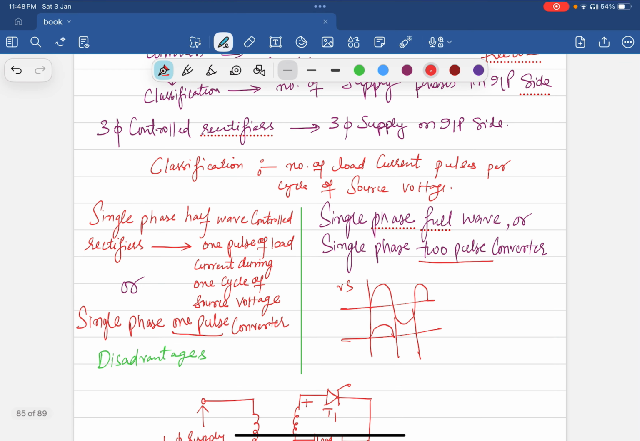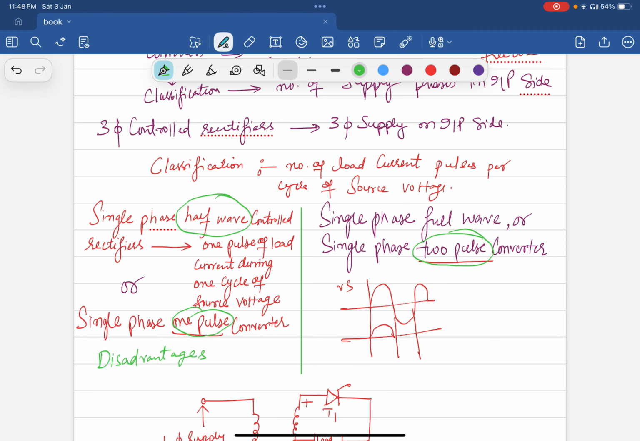If you look at the classification, in single phase half wave controlled rectifier, first of all, students should not confuse between them. This is single phase half wave controlled rectifier or single phase one pulse converter. These both things are same. Single phase half wave controlled rectifier and single phase one pulse converter. And if you classify it with another, we find that single phase full wave or single phase two pulse converter. Here it is two pulse converter.